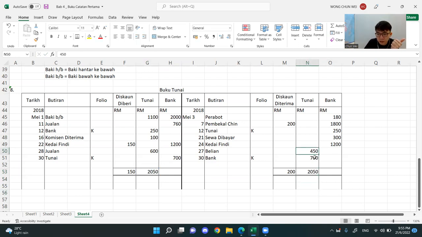So, but when you plus this together, memang tak dapat 2,050, right? Therefore, you need to find out how much left to become 2,050. So, use this jumlah, you minus the 450, and you minus this 700. Then you get 900. So what is this 900? This 900 will be our Baki HP. So, May 31st. Okay, then after Tunai, do the same thing for bank. You compare which one is bigger.